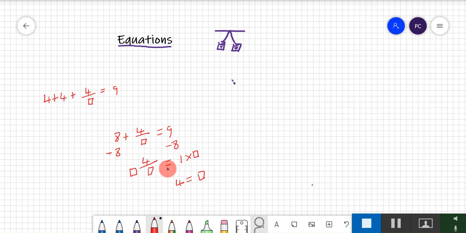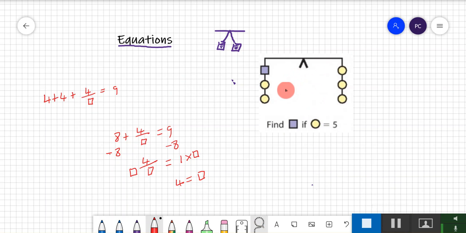Okay, and again, if we were to take this value, so the box represents the value 4, and we substitute it into this equation here, it will be equal to 9. So 4 plus 4 is equal to 8, plus 4 over 4 is 1, so 8 plus 1 is equal to 9.